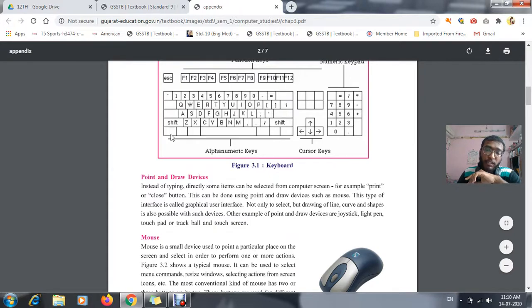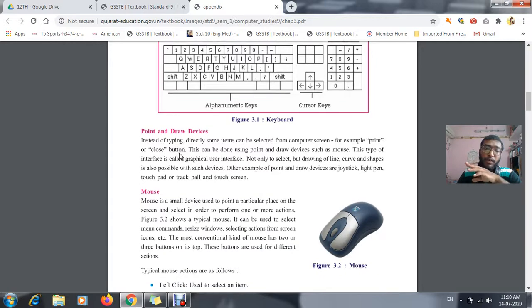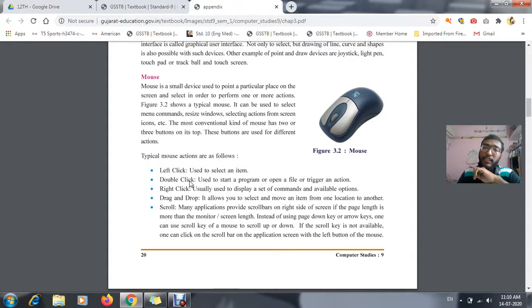We also learned the alt button, the shift key, and the control key in your previous period. And with the mouse we learned the clicks, that is your left click, right click, double click, and scroll bar. These things we learned in your last period.